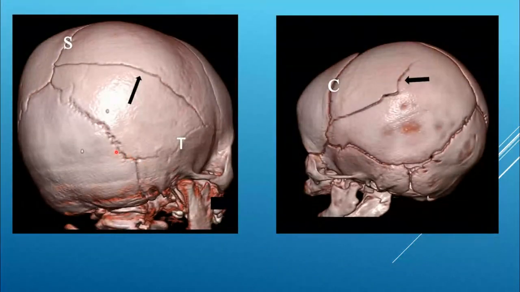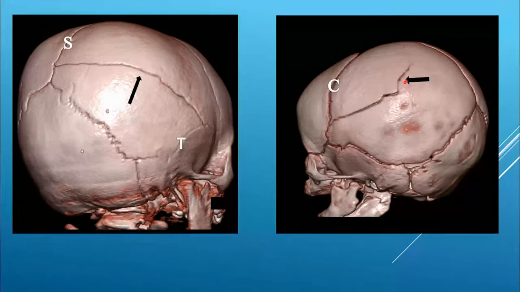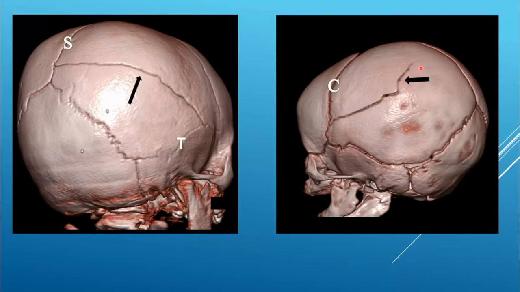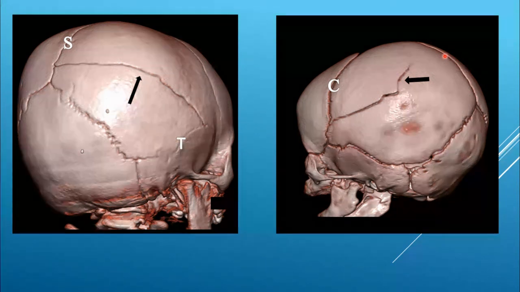On the left here we see an abusive case with contact of the fracture here at the sagittal suture, going all the way across and reaching the temporal suture. On the right here we see an accidental case where the fracture contacts the coronal suture and propagates across the skull. However, it doesn't have enough force and energy behind it to propagate all the way across to reach the sagittal suture in this case.